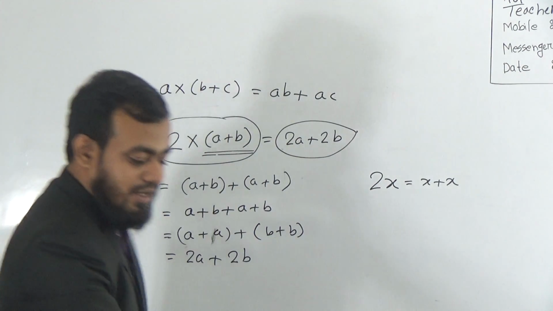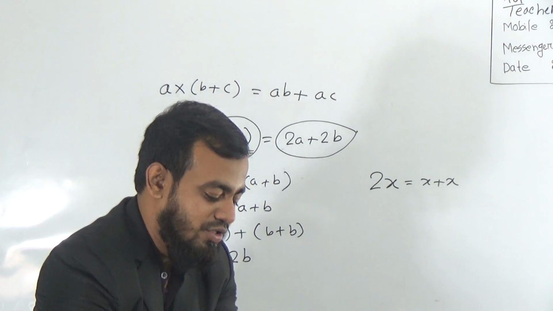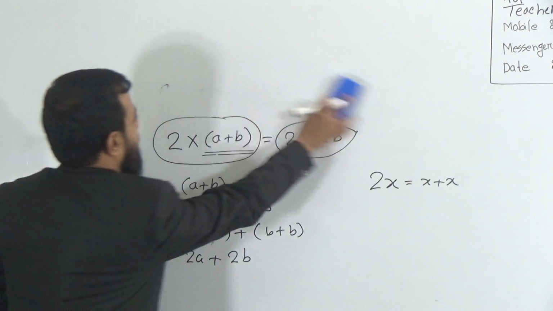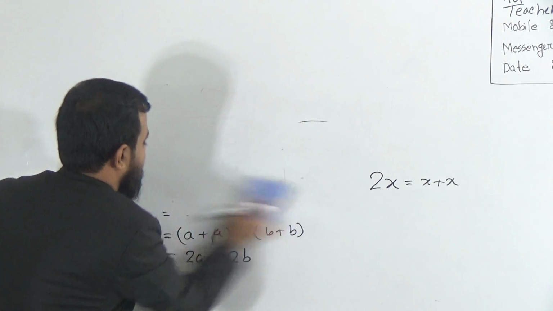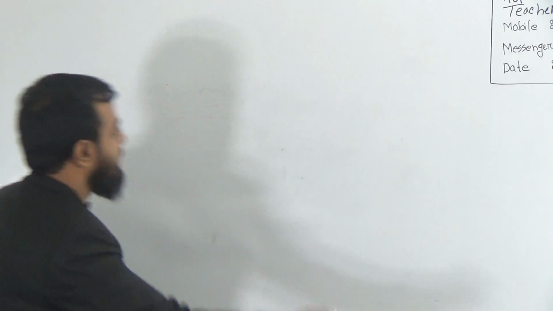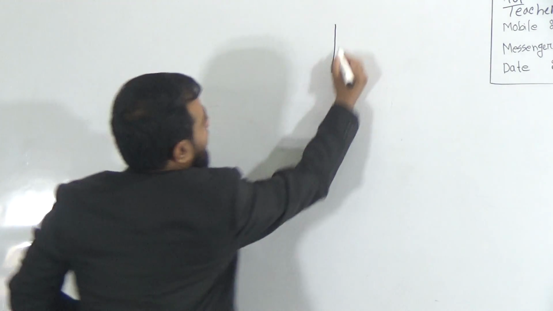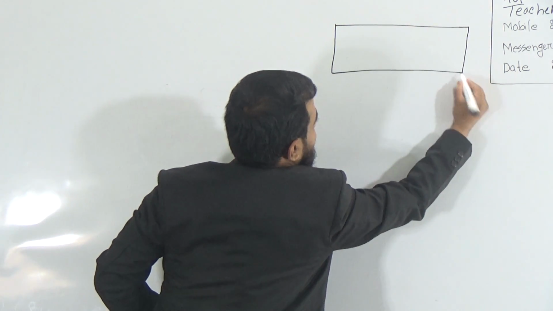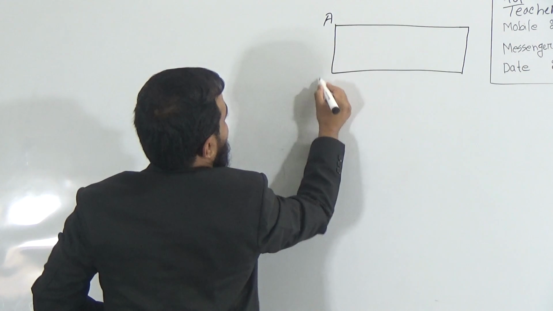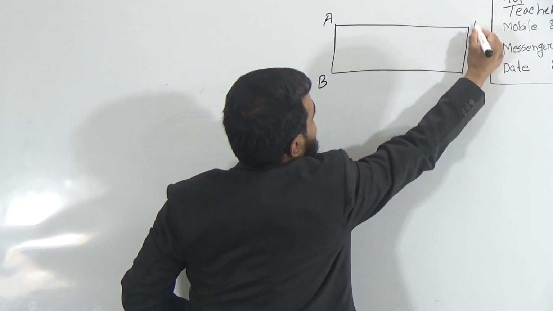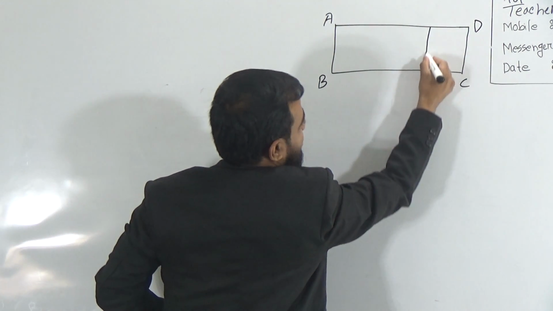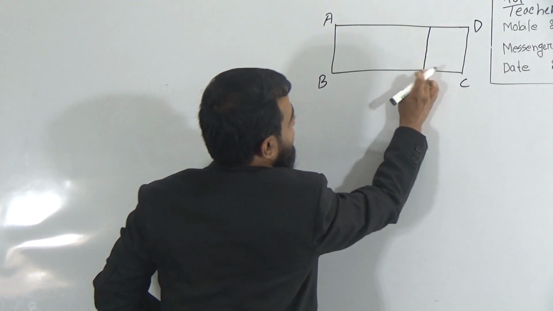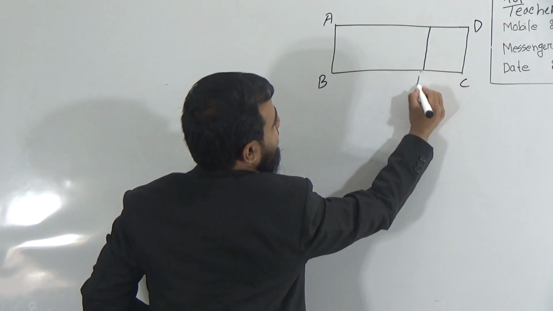We can discuss it with a geometric process also. Look at the board very carefully, students. It's very easy and very simple. Suppose this is a big rectangle, ABCD. This rectangle is divided into two equal rectangles again.